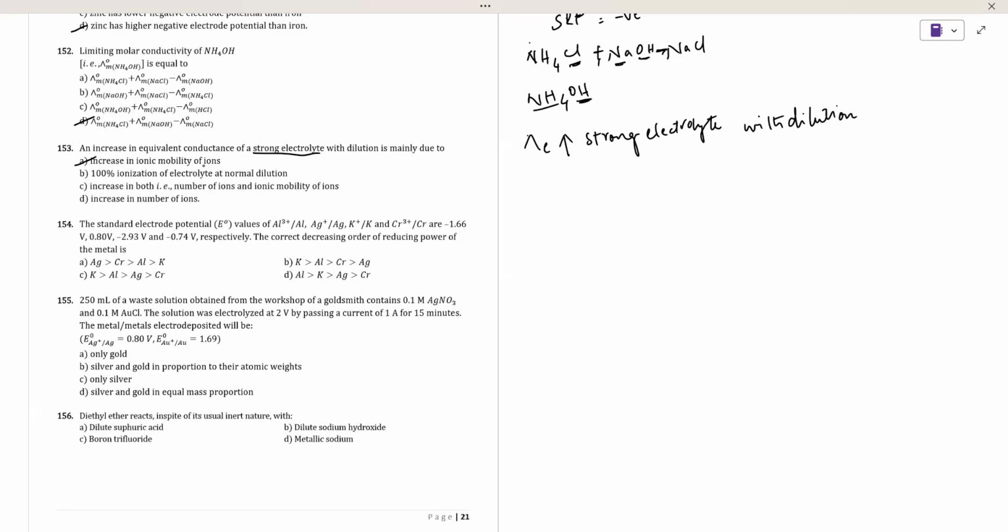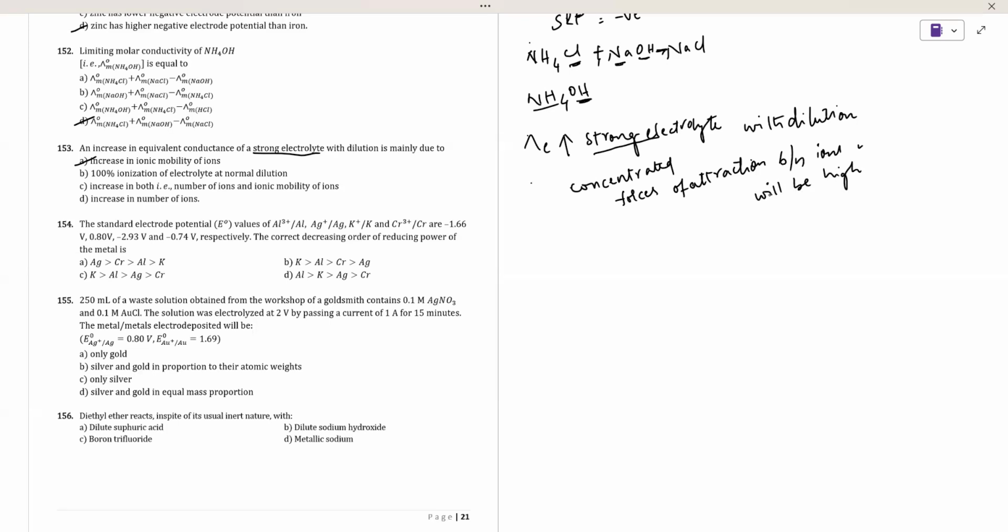Now coming to the increase in ionic mobility of ions. Yes, this is correct, and we will justify why this is correct. Basically, in the case of a strong electrolyte, assuming that the solution is concentrated, what happens in a concentrated solution? The intermolecular forces of attraction will be high. So when you are taking strong electrolytes and assuming that the solution is concentrated, the forces of attraction between ions will be high.